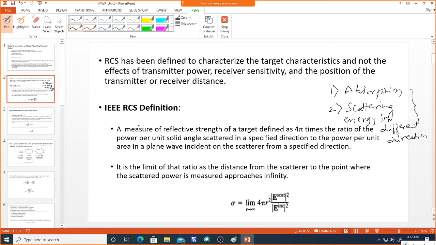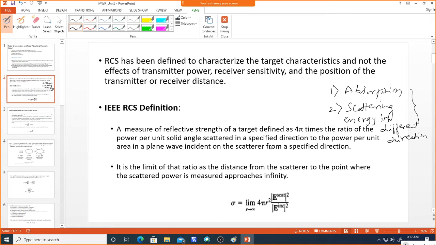Now you can see the IEEE RCS definition. It is a measure of the reflective strength of a target, defined as 4 times the ratio of the power per unit solid angle scattered in a specified direction to the power per unit area in a plane wave incident on the scatterer from a specified direction.